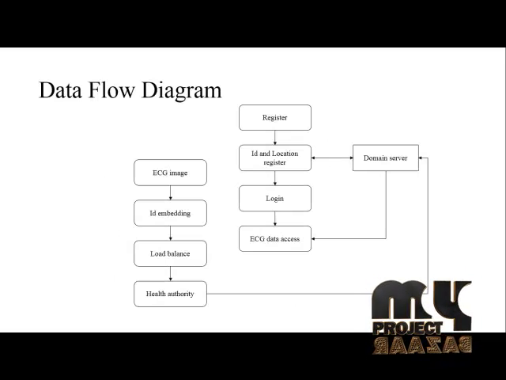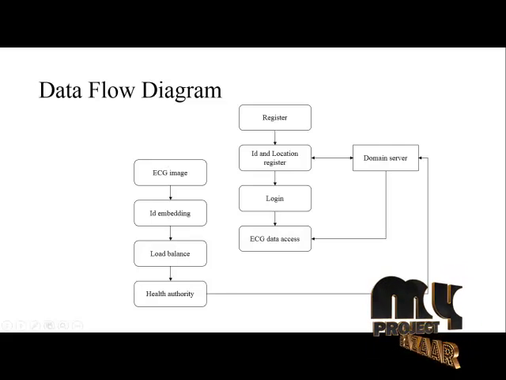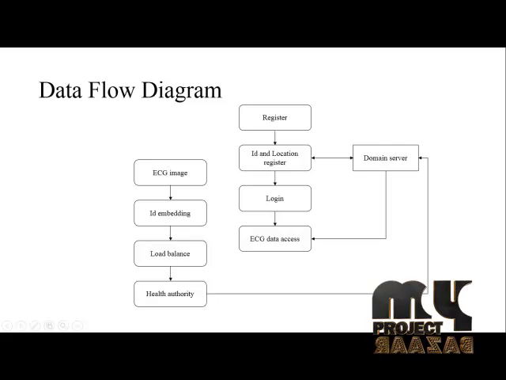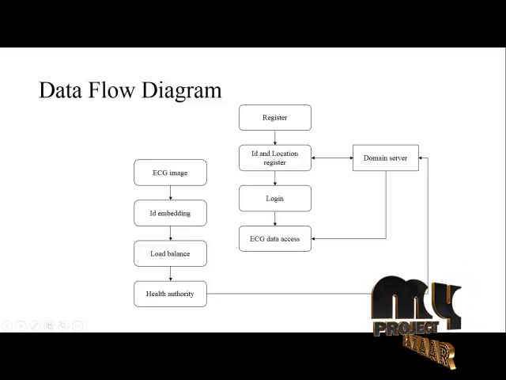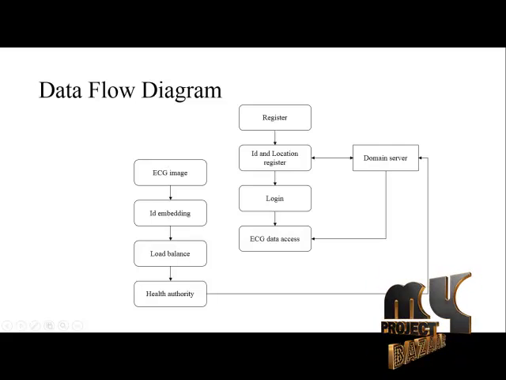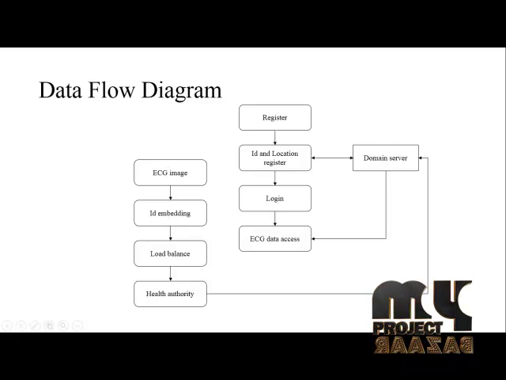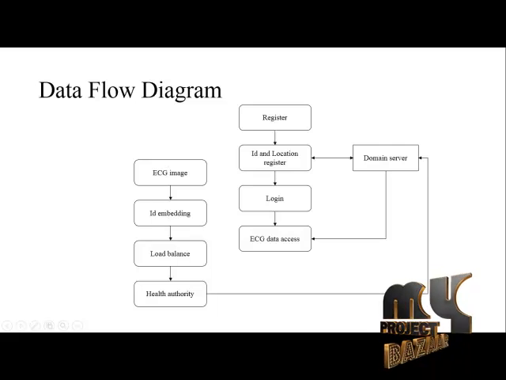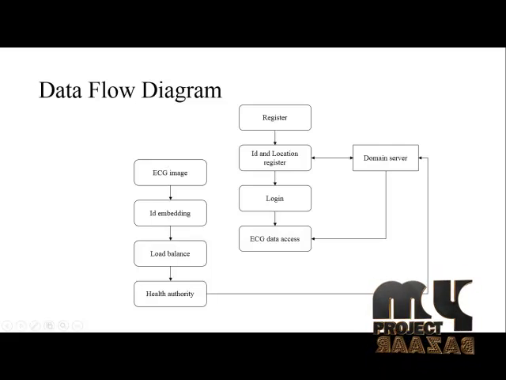And this is the data flow diagram of our project. First, the user has to register with an ID and a location. After registering with the ID and the location, users can log into the system using the domain server. The domain server will provide the session key to the registered persons for authentication.